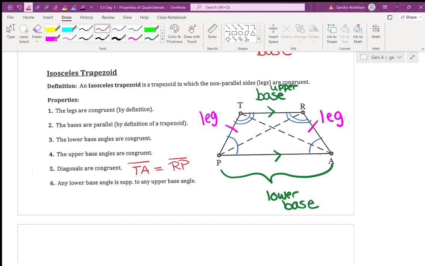Any lower angle is a supplement to any upper angle. I always put an algebraic problem like this on my test, that you have to remember that any bottom angle plus any top angle equals 180, and for some reason it's always the property everybody forgets. That doesn't just mean P and T add up to 180. It means P plus T add up to 180, but also P and R add up to 180. Right? Do P and A add up to 180? No. What is the relationship between P and A? They are congruent. A and R add up to 180. What else? A and T add up to 180. So any bottom angle plus any top angle adds up to 180 in an isosceles trapezoid.